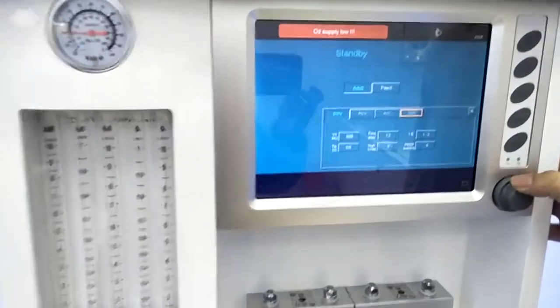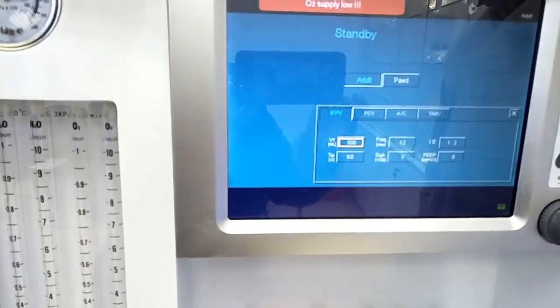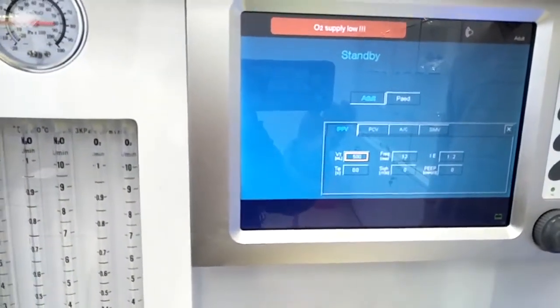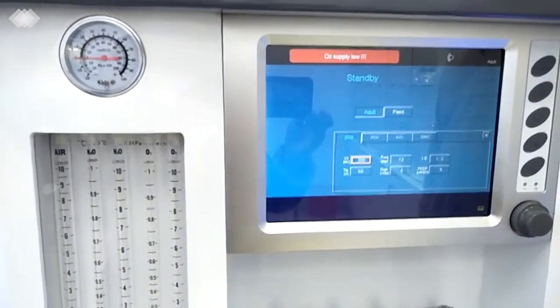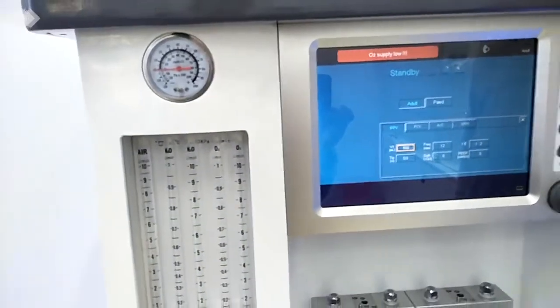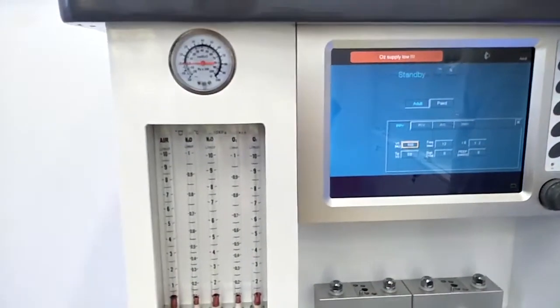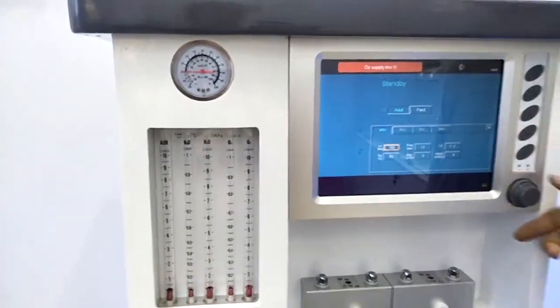And then we can do the presetting. For the ventilation mode, it has the IPPV, PCV, SIMV, and also, as we can see here, the standby. So that's what we can see on the machine. We have both the volume control and also the pressure control mode.